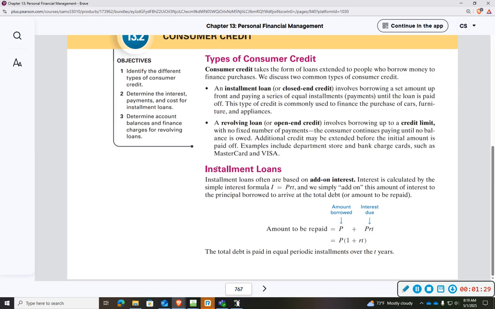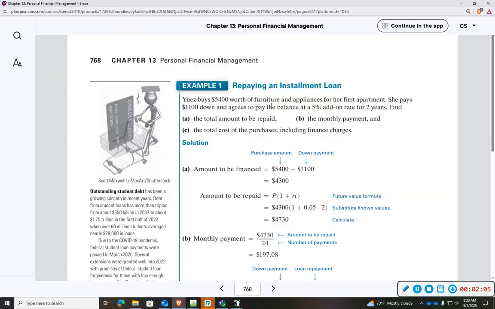So this first one, installment loans, is showing you how the payments are calculated. You have what we call add-on interest. This is just telling you you have an amount to be repaid, which uses the simple interest that we learned in 13.1. And then you have a certain time period, T years, that they estimate as far as how long you're going to be paying on this loan, and they compute the simple interest plus the amount borrowed, and that will give you the total amount that you have to pay at the end of the loan.